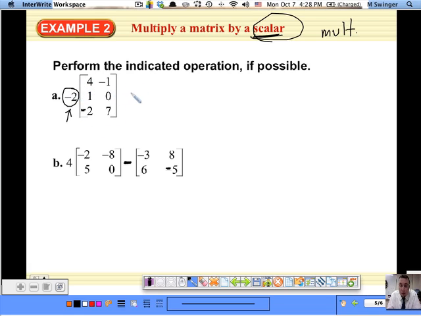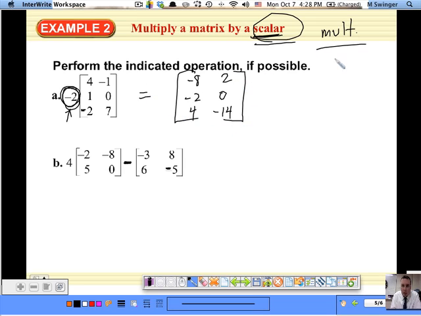So all you have to do is take this scalar, this number, times it by everything in here. So it's pretty easy. -2 times 4, -8. -2 times 1, -2. -2 times -2, +4. -2 times -1, +2. -2 times 0, 0. -2 times 7, -14. There you go. You just performed scalar multiplication.